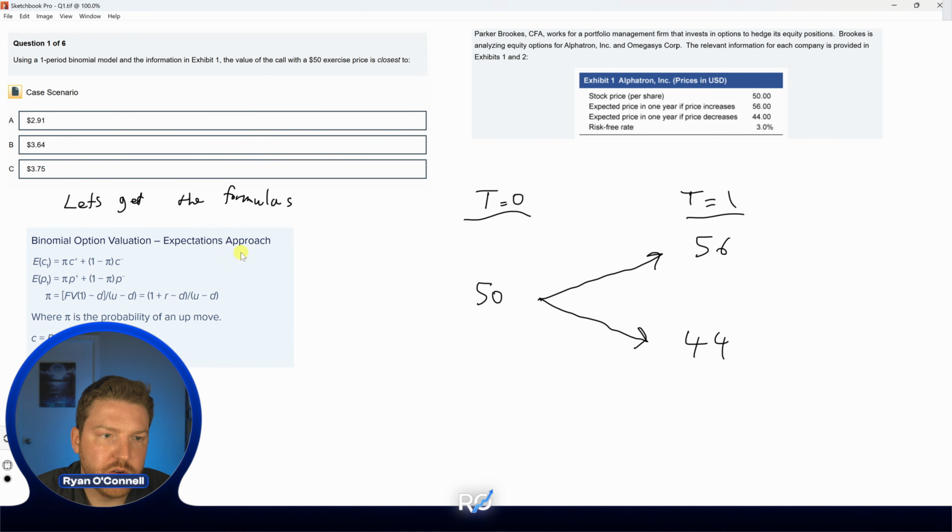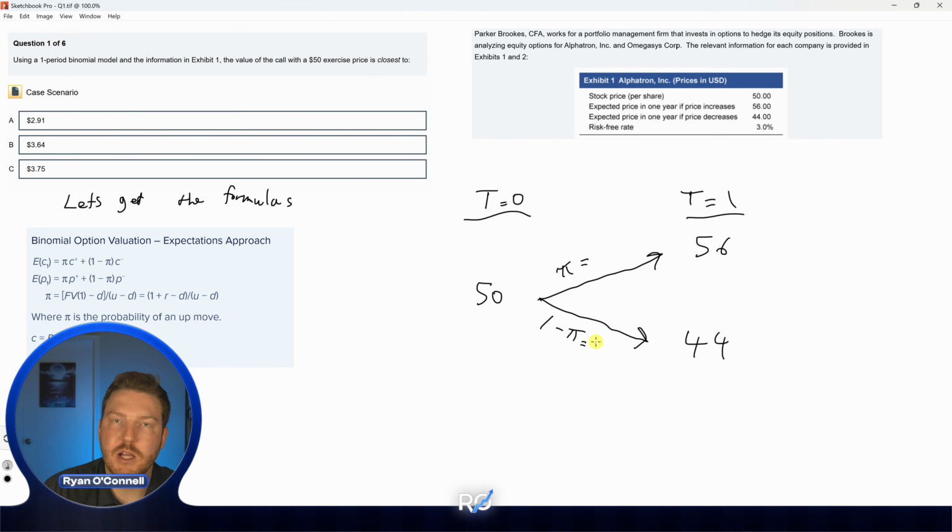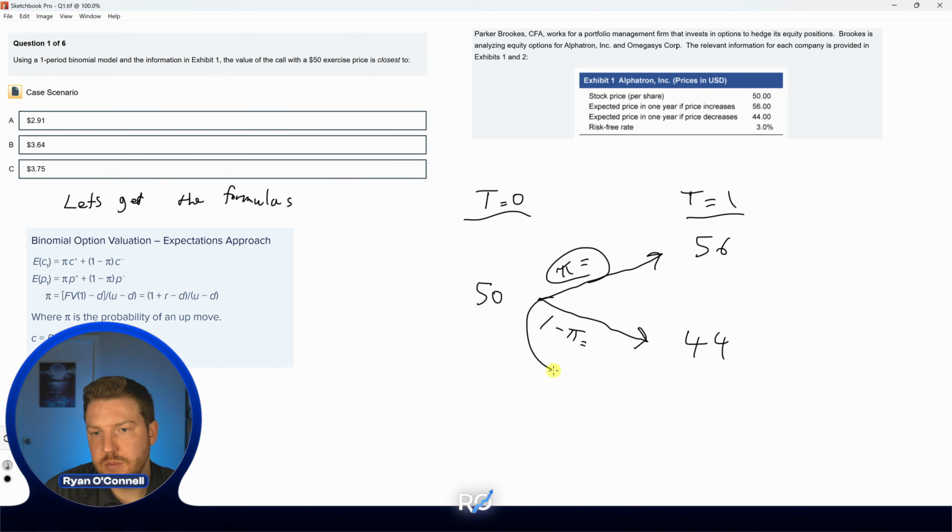Basically what we're trying to do is figure out the probability that the stock price goes up, and the probability that the stock price goes down. These are the only two possible outcomes, so the probability of this happening plus the probability of this happening should just be 100%. That's why this down move probability is 1 minus the probability of this up move. So how would we calculate the probability of the up move?